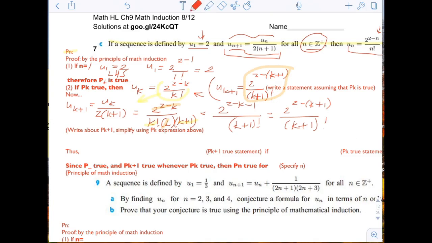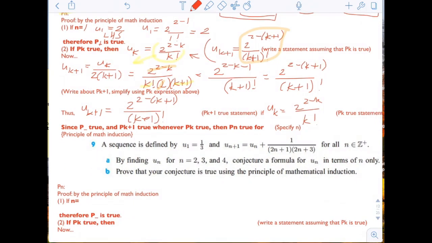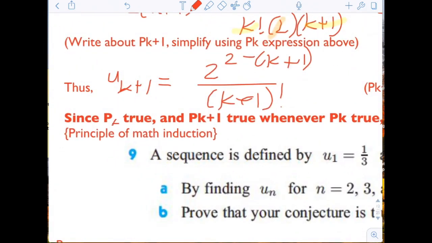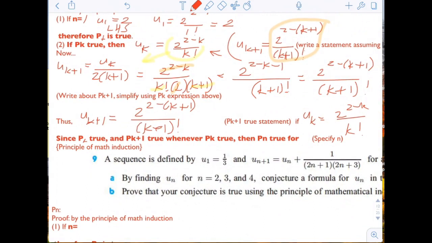That was easy. So here we could say that u of k plus 1 is indeed equal to 2 to the 2 minus (k plus 1) divided by k plus 1 factorial if u of k is equal to 2 to the 2 minus k divided by k factorial. And since p subscript 1 is true and p of k plus 1 is true whenever p of k is true, then p of n is true for n a positive integer. Okay? All right.